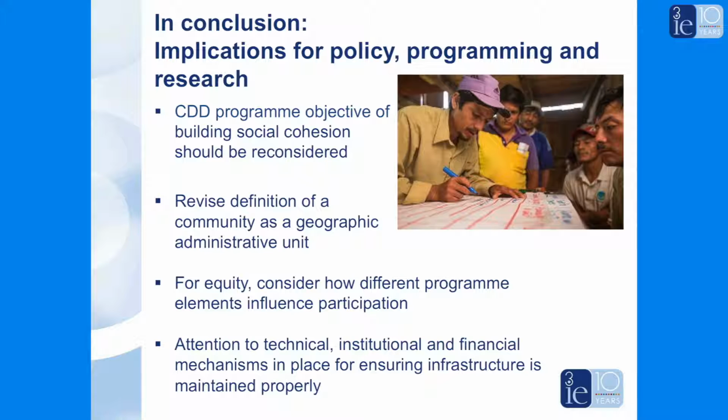So how do we address the issue of intergroup social cohesion and cohesion within the community? By differentiating between those different aspects of social cohesion. We really ought to revise the definition of a community as a geographic administrative unit, and we really ought to think of the different program elements that influence participation. So targeting, community contribution, facilitation, all of this affects community participation, and we need to look at the mechanisms that can ensure the sustainability of infrastructure. Previous reviews have talked a lot about this, but we've still not learned that we need those mechanisms. So how is a community able to handle issues of maintenance of infrastructure, for instance.